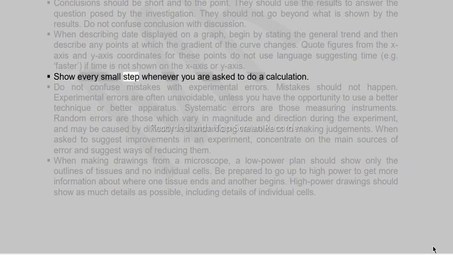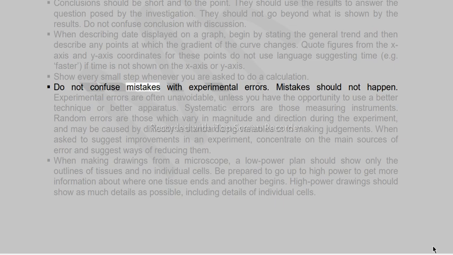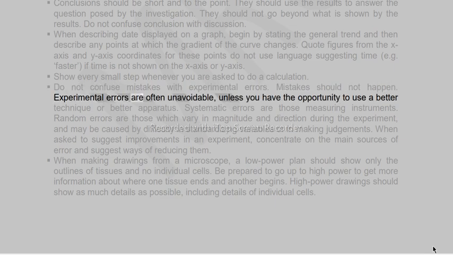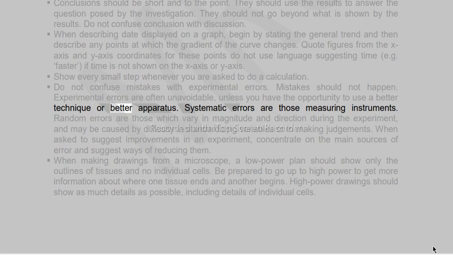Show every small step whenever you are asked to do a calculation. Do not confuse mistakes with experimental errors. Mistakes should not happen. Experimental errors are often unavoidable, unless you have the opportunity to use a better technique or better apparatus. Systematic errors are those measuring instruments.